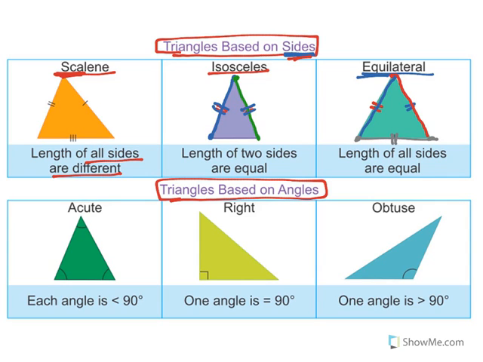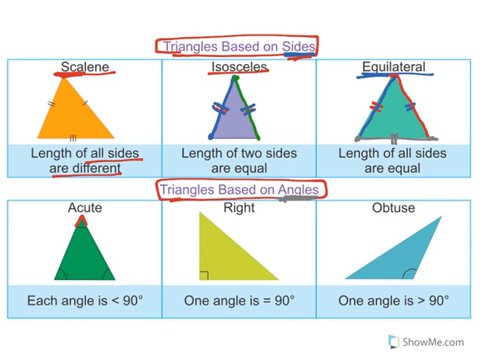Now let's look at the bottom half, in which triangles are based on angles. So right now we're going to look at their names, but we're not looking at their sides. We're looking at their angles. And here's pretty much the easiest tip I can give you. If you look at the angles, a triangle is named based on its biggest angle. I'm going to repeat that. It's based on its biggest angle.